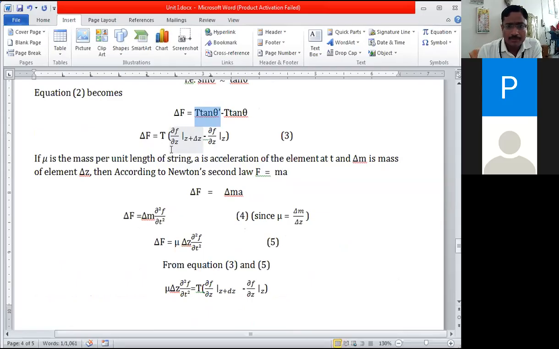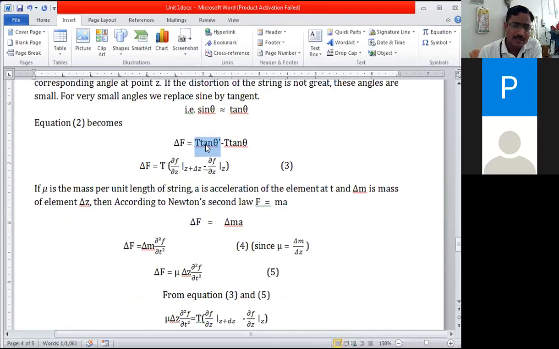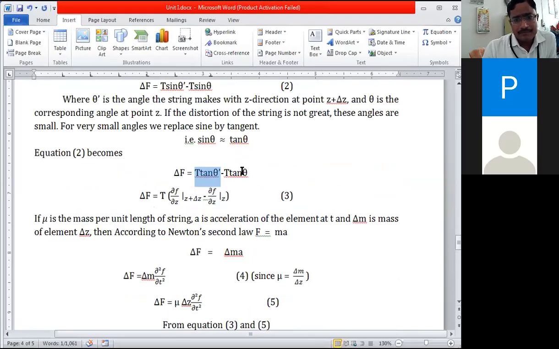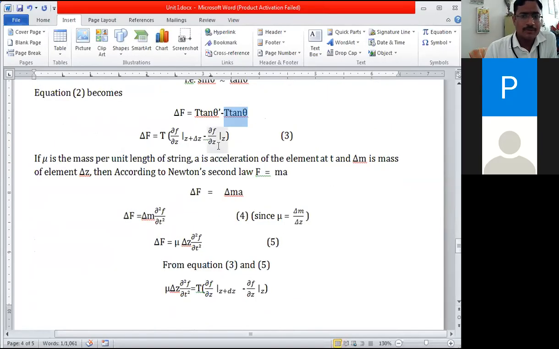So dou f by dou z. So this was dou f, this was dou z, and at z plus delta z. So we have written this instead of tan theta dash as dou f by dou z at z plus delta z. And for this, we have written dou f by dou z at z. Now, up to this it's clear.